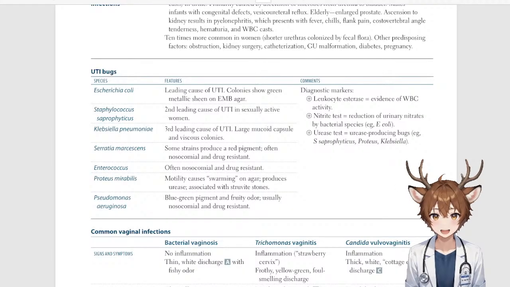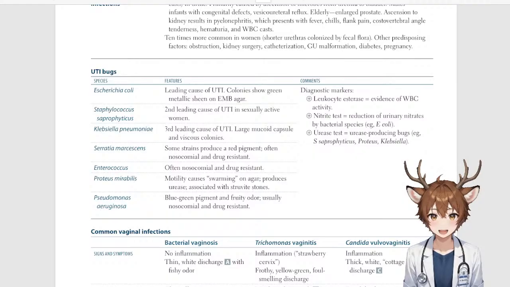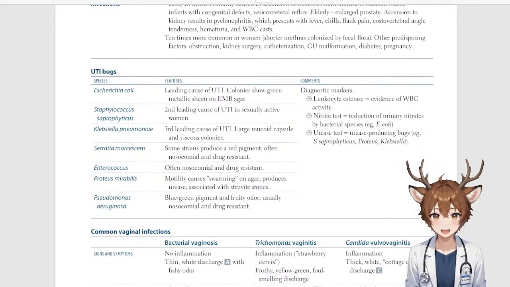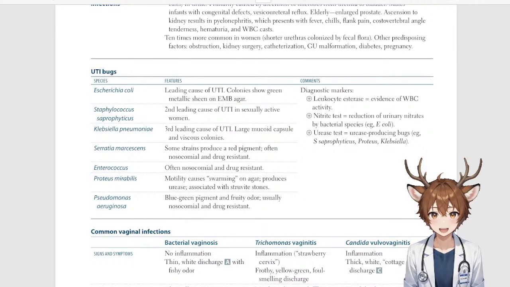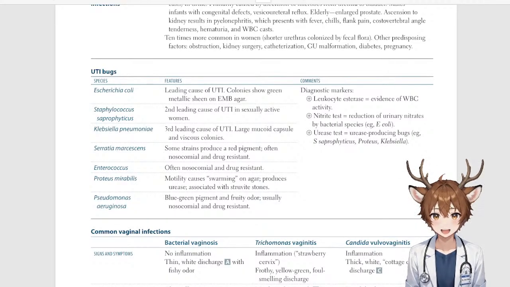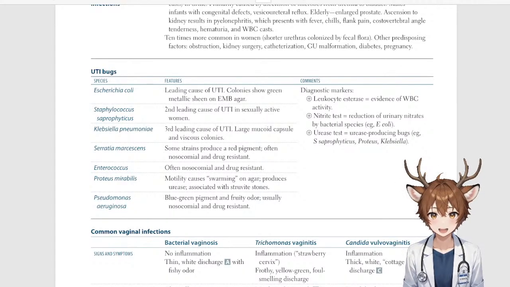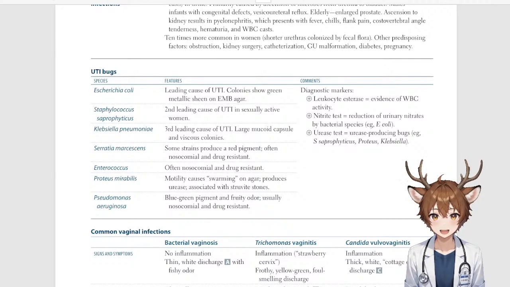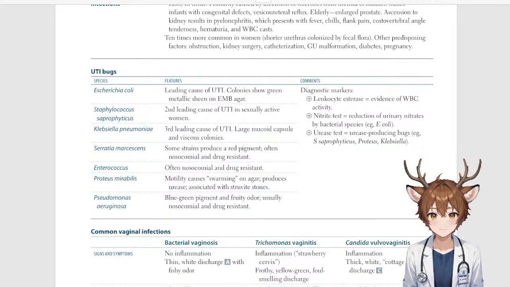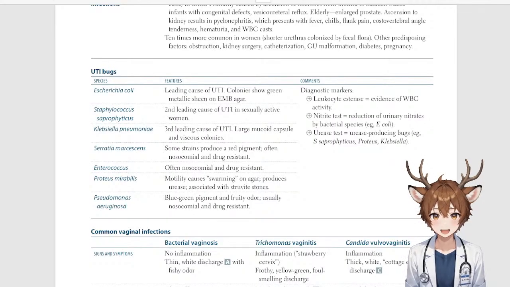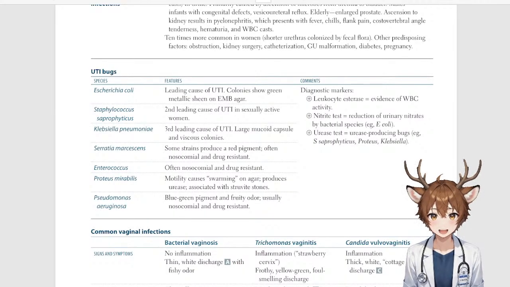Escherichia coli, or E. coli. Features: leading cause of UTI, number 1. Colonies show strong pink lactose fermentation on MacConkey agar. Staphylococcus saprophyticus, that's number 2. Second leading cause of UTI, particularly in young, sexually active females. Klebsiella pneumoniae, that's the third leading cause of UTI, large mucoid capsule and viscous colonies. And with Klebsiella, by the way, you can get it because of catheterization at a hospital, for example.